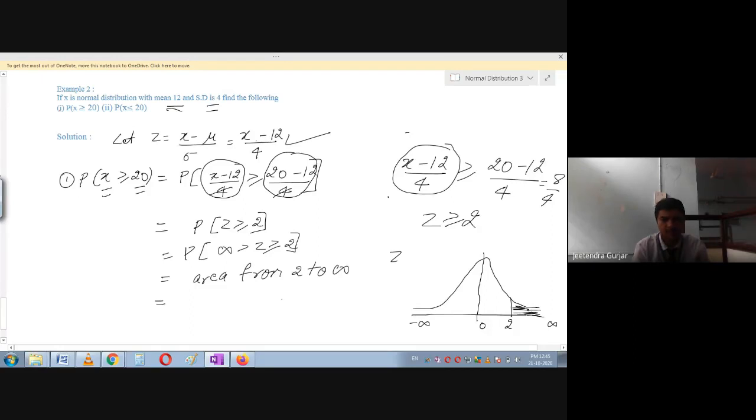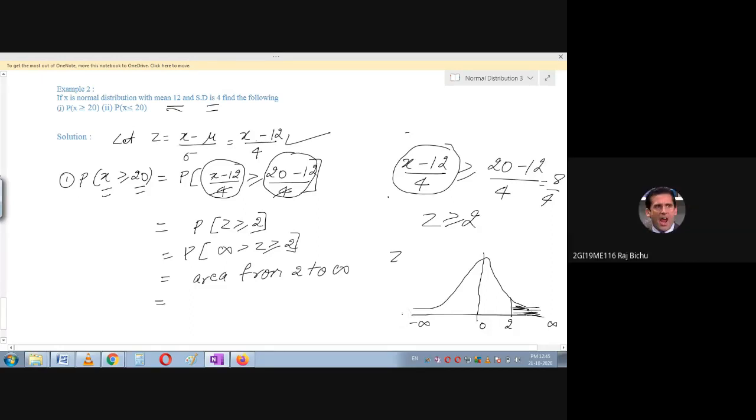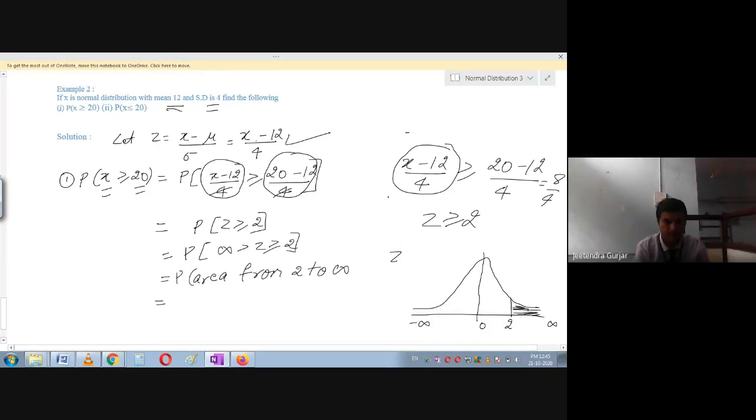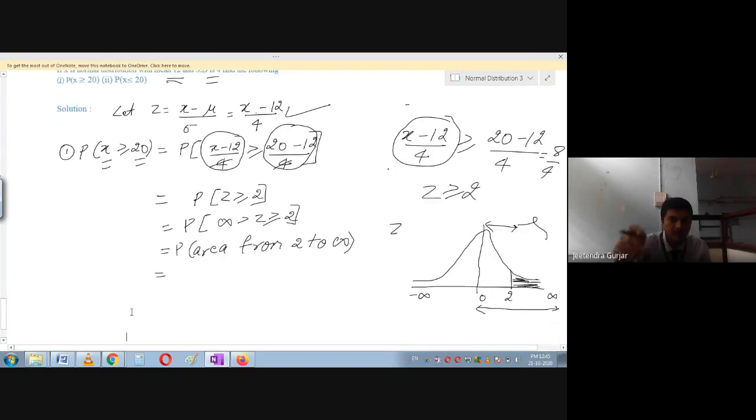If you want to find the area from 2 to infinity, how will you simplify, student? Definitely, you're going to take this full area. So P of the area from 2 to infinity. Probability of this area from 2 to infinity you wanted to calculate. So how will you divide this area? First I will calculate the area from 0 to infinity, and then subtract from 0 to 2. Then you will get this complete area. So therefore, now see. So this is equal to, yes.